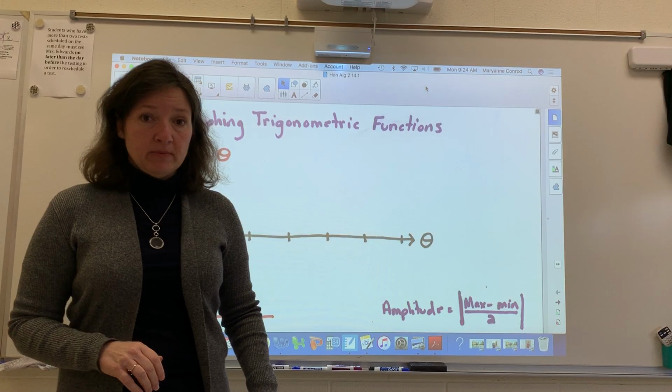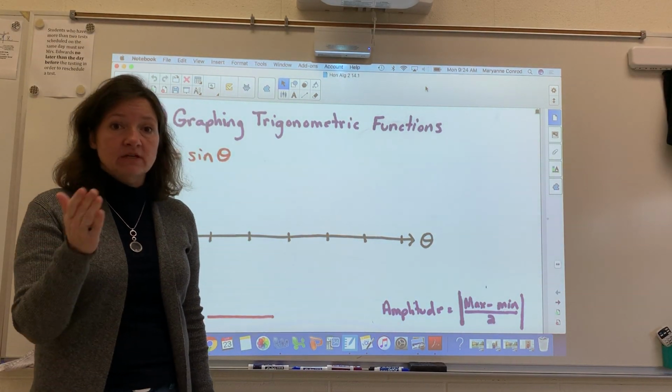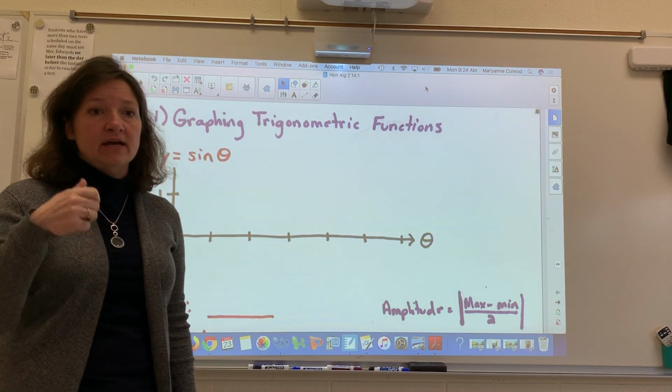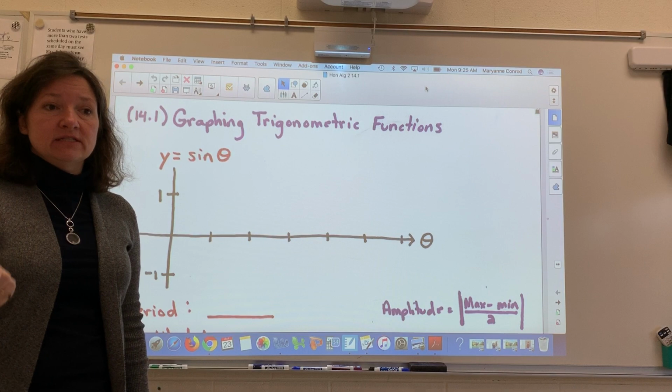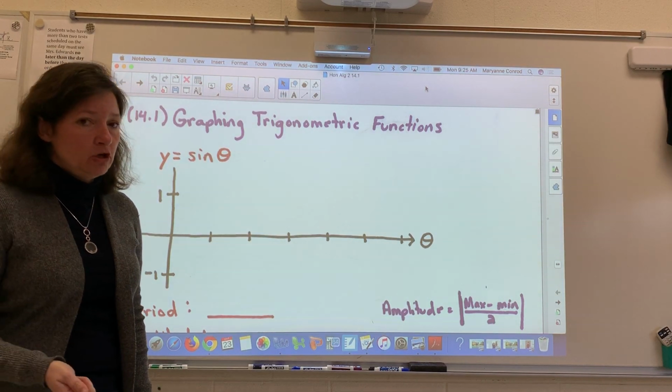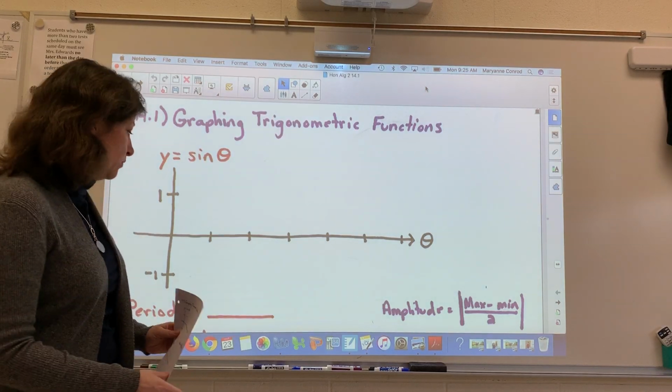So you still need to remember that sine of 30 degrees is 1/2. Sine of pi over 6 is the same, 1/2. Sine of 45 degrees is root 2 over 2. Sine of 60 degrees is root 3 over 2. And you need to know the radian form as well. You need to know cosine and tangent as well.